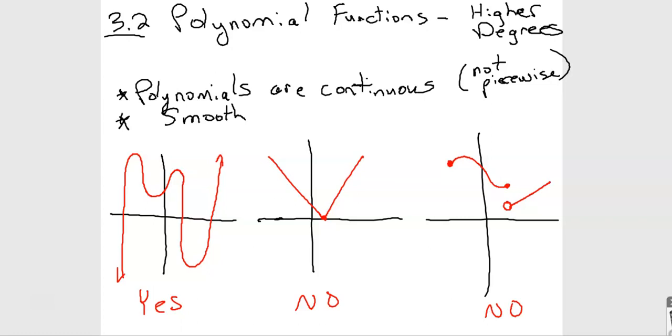This second example, notice it is continuous, but it's not nice and smooth, because once you get down to this point, now it's a rigid or sharp turn. So that's not a polynomial. And then here, this is a piecewise function, so it's not continuous. Once you pick up your pencil and then start again, it's no longer continuous. So they may be functions, but we're specifically going to be talking about just polynomial functions. So remember, polynomials are continuous and they're smooth.